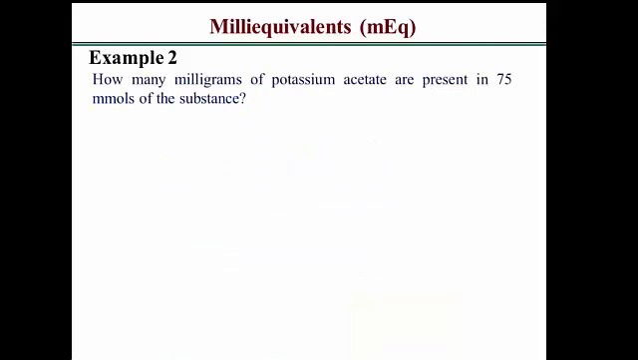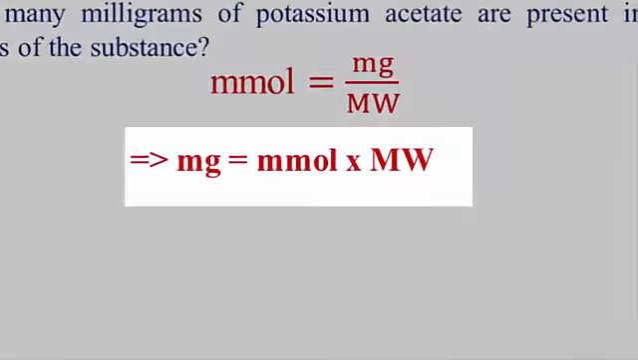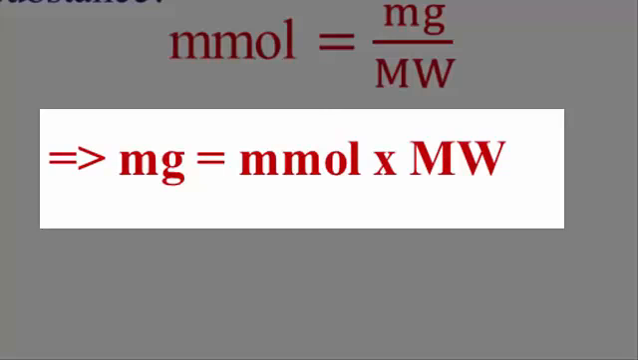You should also be able to move from millimoles to milligrams, and that's what this example is designed to do. So here it says how many milligrams of potassium acetate are present in 75 millimoles of the substance. So we have the number of millimoles, but obviously we do not have the molecular weight of potassium acetate. Okay, so while this is the original equation, we will prefer it in a form where you rearrange and have milligrams equal to millimoles times molecular weight.